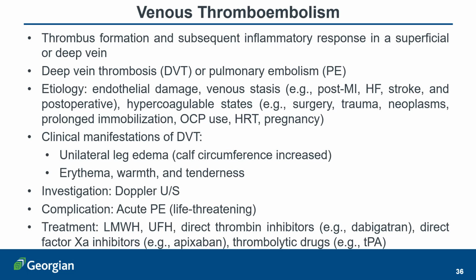So in terms of the assessment of DVT, you would measure the calf circumference of both legs. If one is significantly larger than the other and there is erythema, warmth, and tenderness, then that could increase the suspicion of a DVT, a unilateral DVT. Ultimately, the DVT is diagnosed using a Doppler ultrasound to directly measure blood flow in that particular limb itself.